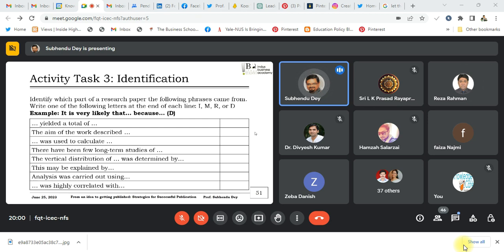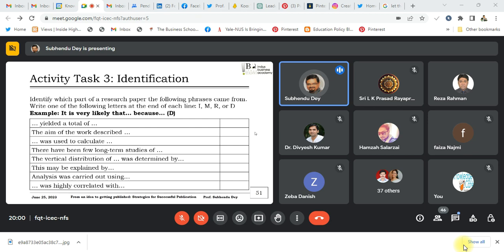There have been few long-term studies of dot dot dot. Introduction. Yes. You remember yesterday I pointed out, there have been a few studies. However, there is a gap, however, there is a challenge, those kind of things do come up in introduction, and that is where you are strengthening your argument that there is a gap and there is a need for the gap to be fulfilled.